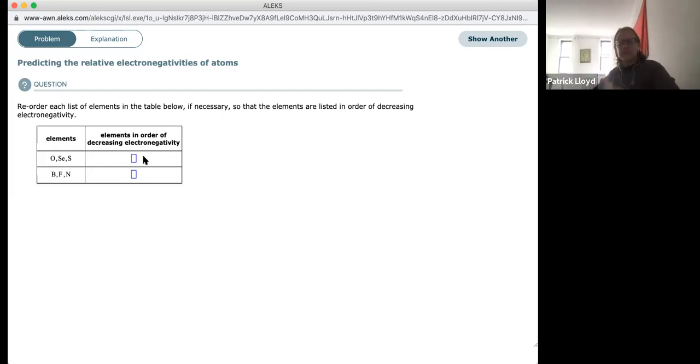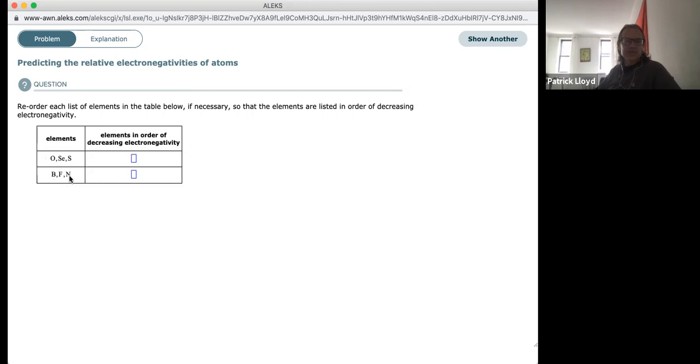Pretty simple. These three right here are all in the same family. Oxygen is above sulfur, which is above selenium. If you're going in decreasing order, that means you're going from larger to smaller. So the largest would be oxygen because it's up at the top. The next largest would be sulfur because it's right underneath oxygen. And selenium is going to be the smallest because it's below sulfur. So the order would be oxygen, then sulfur, then selenium.